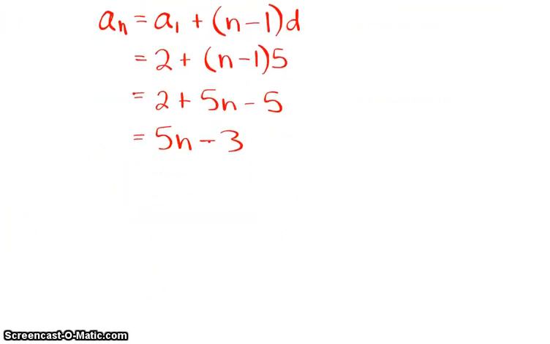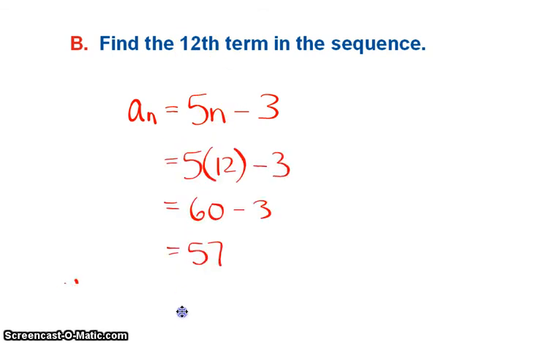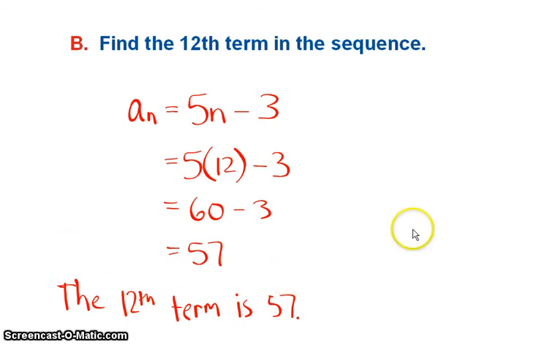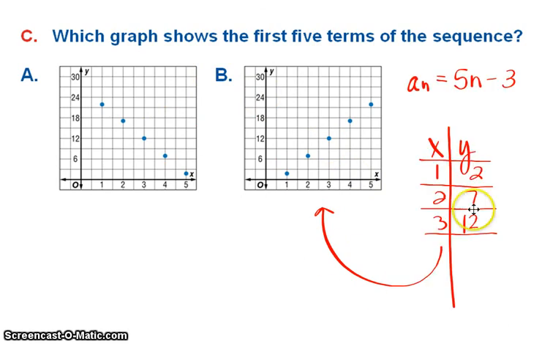All right. Let's find the 12th term in the sequence. So let's take what we just found, and we want to find the 12th term. So what we're going to do is plug 12 in for n. So the 12th term is 57. If we wrote our sequence out, the 12th term would be 57. Which graph shows the first 5 terms of the sequence? Well, you can do an xy value chart, 1, 2, 3, 4, 5, and you can plug in your x values here. Your first term is 2, your second term is 7, your third term is 12. This graph represents those points.